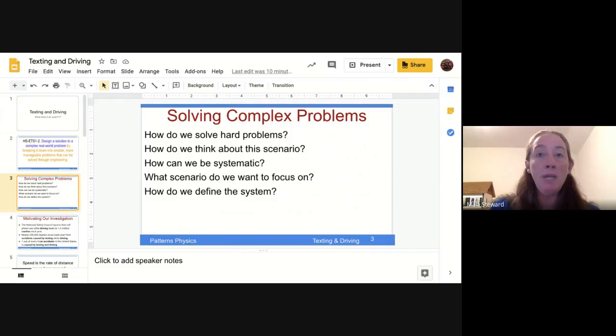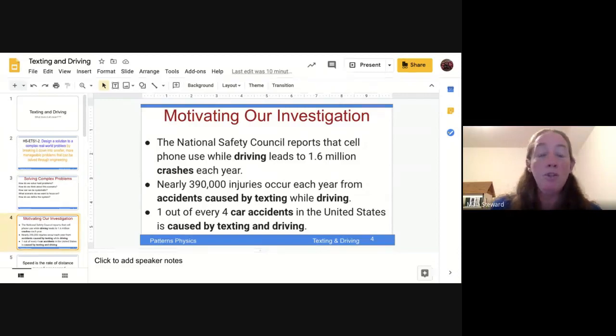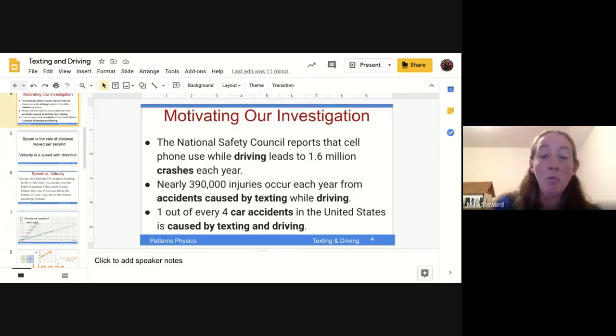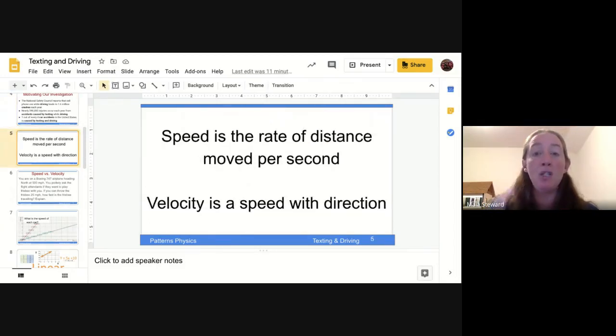And so we decided to pick a topic that is relevant to your lives, especially as you become some of the newest drivers on the road. And so if you think about it, there's a lot of car crashes and there's a huge amount of injuries because of accidents from texting and driving. So when we say, oh, hey, don't text and drive, that doesn't necessarily sink in until we get the idea that 1 out of every 4 car accidents at this point is caused by texting and driving. So how bad is it really? Well, to know that, we need to know some basic physics terms.